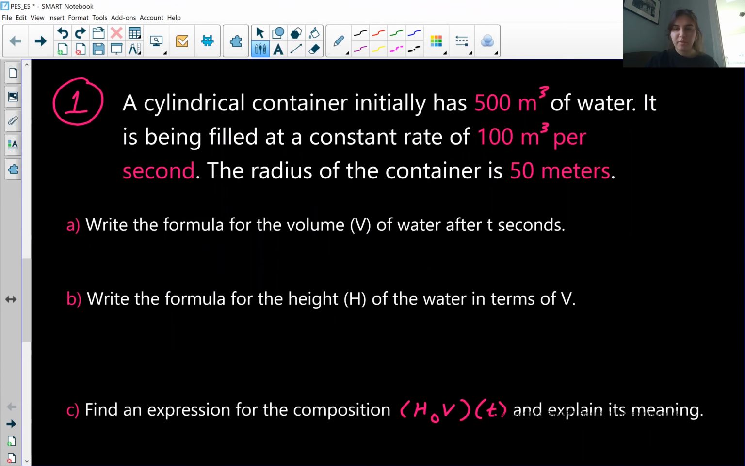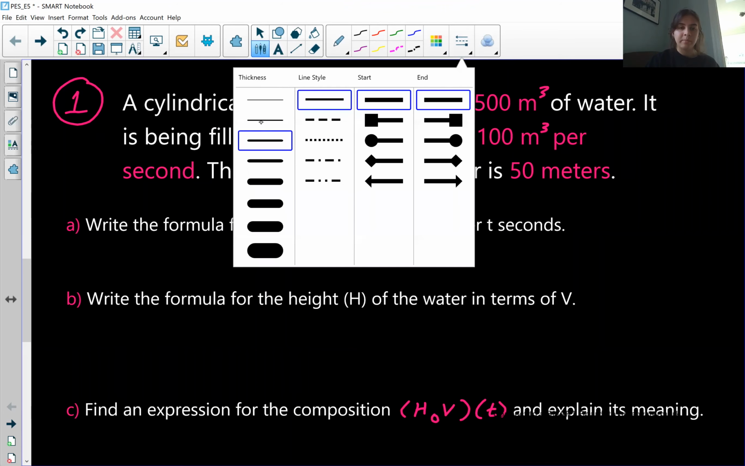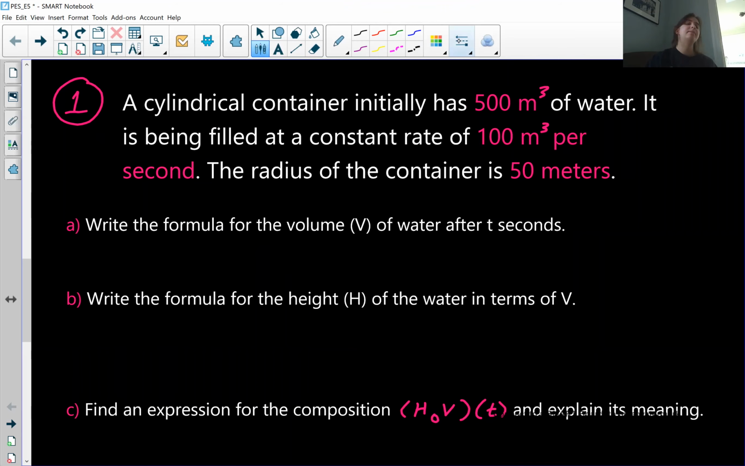Okay, I'm going to move my face so we can see the problem. We're going to do 2 different examples here and then do more complicated stuff for the next video. But for the first example, let's say a cylindrical container initially has 500 meters cubed of water. It is being filled at a constant rate of 100 meters cubed per second, and the radius of the container is 50 meters. So we want to write a formula for the volume of the water after t seconds.